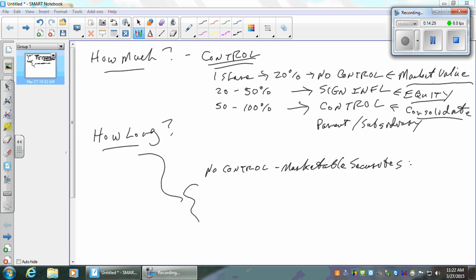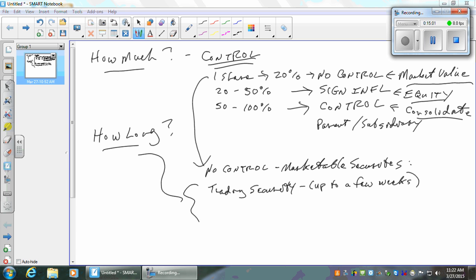So it's the no control category. One share up to 20%, say, approximately. No control. We call them a trading security if you are going to hold it for up to a few weeks. So a few days, up to a few weeks, max. Trading security.